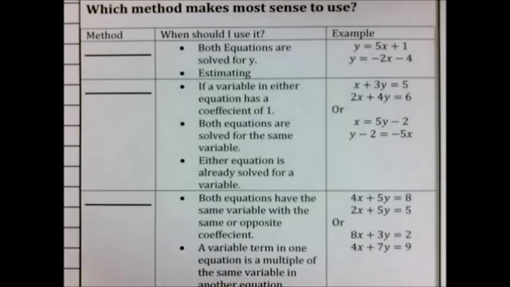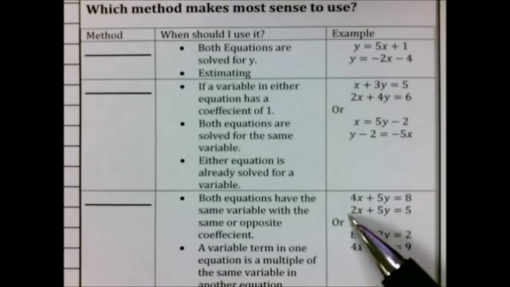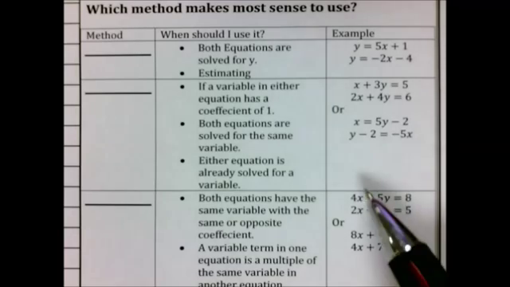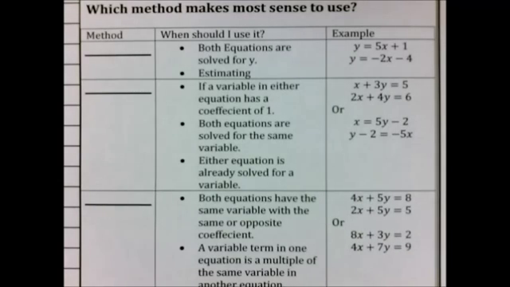Now this last method, remember, is elimination. You use elimination if both equations have the same variable with the same or opposite coefficient. Like this problem up here where we've got 5y and 5y. We could subtract those to cancel them out, and then we're going to have 2x equals 3. That's really easy to solve. So with elimination, when the coefficients of the same variable are the same or even opposite, meaning one is positive and one is negative, it's pretty easy to use that one.